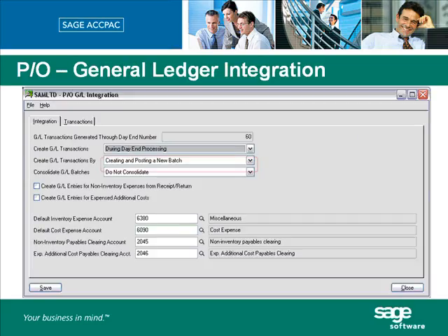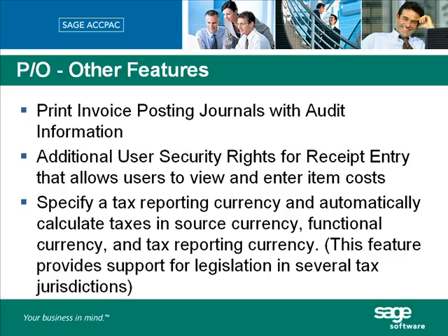Similar to the integration enhancements in other modules, you can automatically post general ledger and accounts payable batches created from purchase order. Additional features were added to purchase orders, which included the ability to print invoice posting journals with audit information, adding user security rights for receipt entries, and allowing you to specify a tax reporting currency and automatically calculating taxes in source currency, functional currency, and tax reporting currency.